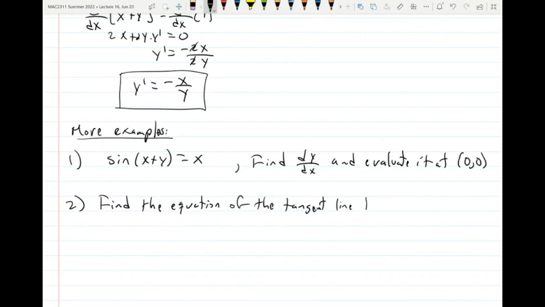So find the equation of the tangent line to the graph of x squared plus 4y squared equals 4. What curve is this?